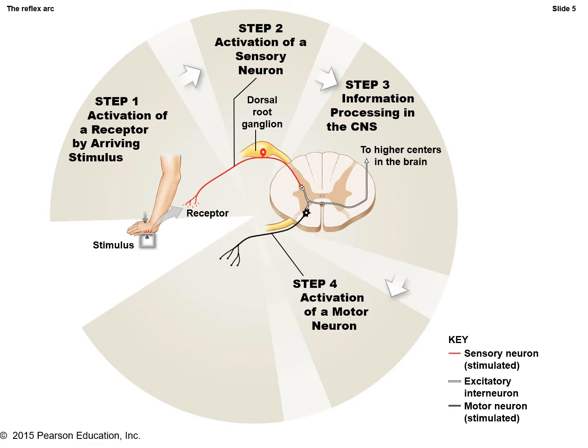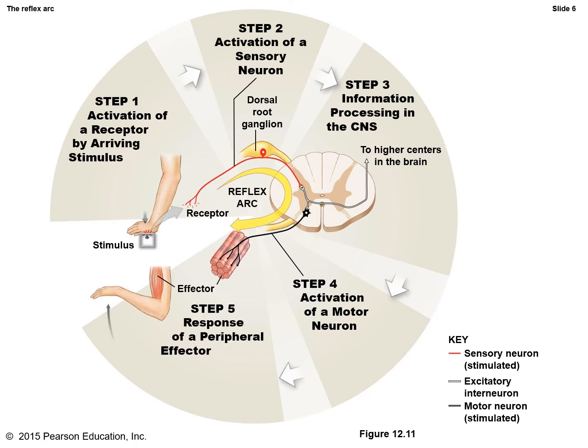Step 4 is the activation of a motor neuron via the efferent signal that was sent out from the spinal cord. This will then travel through the ventral root to the motor neuron and activate an effector. Step 5, the response of the peripheral effector that is stimulated by that motor neuron. And this will activate the skeletal muscle, which will issue a response. In this case, moving your hand away from the painful stimulus.